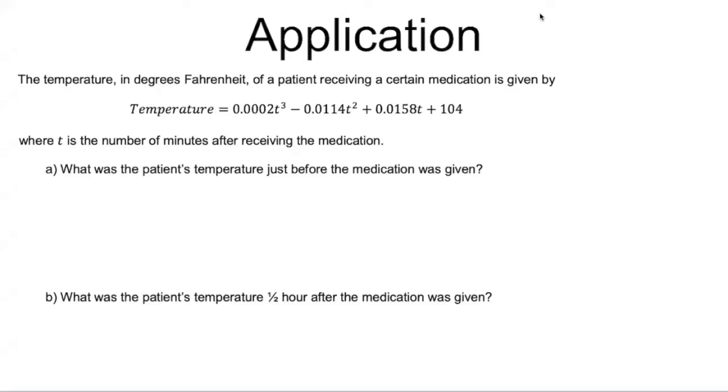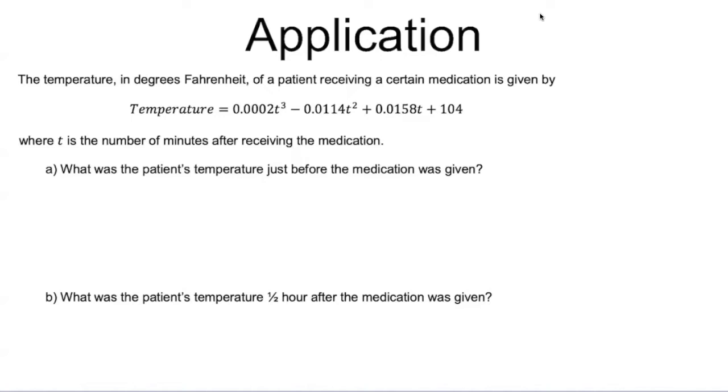One more example, and this is just an application question. So we're looking at this example where they talk about the temperature in degrees Fahrenheit of a patient receiving a certain medication, given by the following equation. The temperature is equal to 0.0002 T cubed minus 0.0114 T squared plus 0.0158 T plus 104, where T is the number of minutes after receiving the medication.